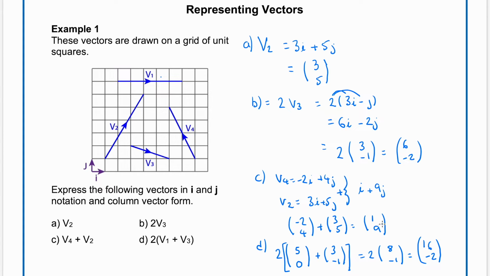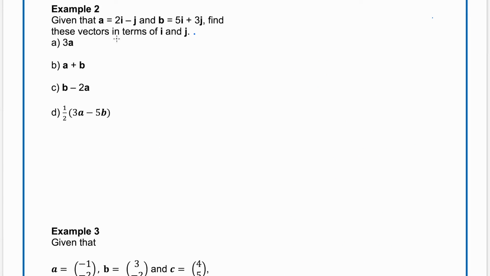So this is a quick demonstration on how to write vectors using column vector form and i and j notation. Okay, so let's move on to question 2. For example 2, we're given that vector a is 2i minus j, and vector b is 5i plus 3j. And we've been asked to write these vectors in i and j notation.